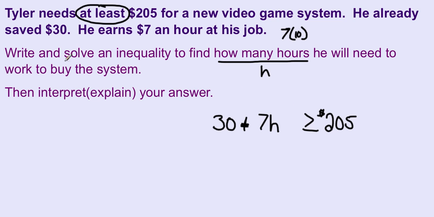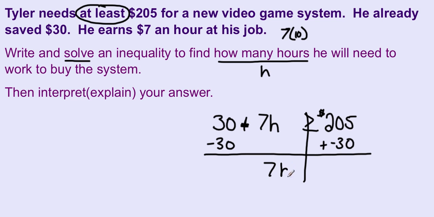Now, we solve it. So we'll draw a line down. They added 30, so I'm going to subtract 30. Or you can think of it as adding a negative 30 if you're more comfortable with that. So 7h is greater than or equal to, in this case, if I subtract that away, I get 175. Divide both sides by 7, and h is greater than or equal to 25. 7 times 25 is 175.